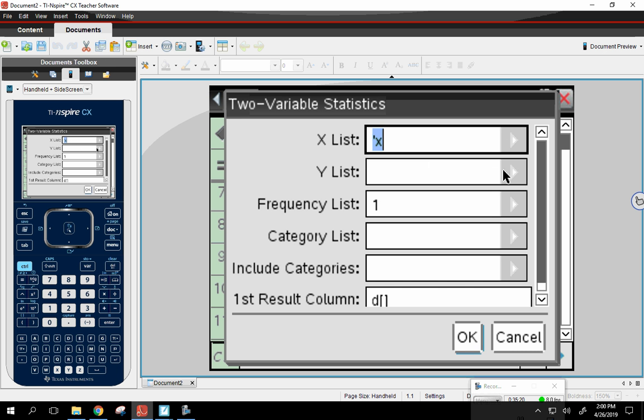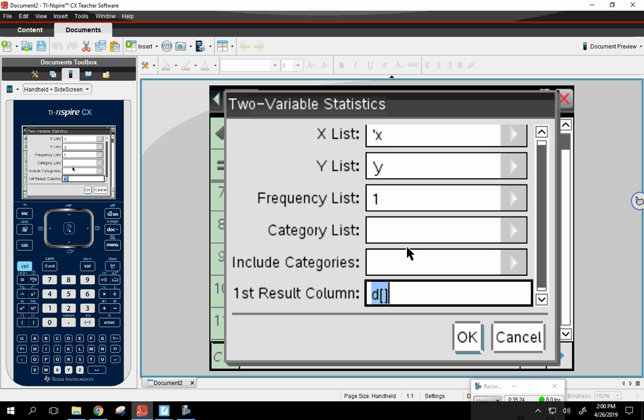So the X list is that. Put the Y's right there. There is no frequency list. And, oops, get that back. Oh, it always says one? Oh, it does? Okay. And then everything will show up in the D column here.